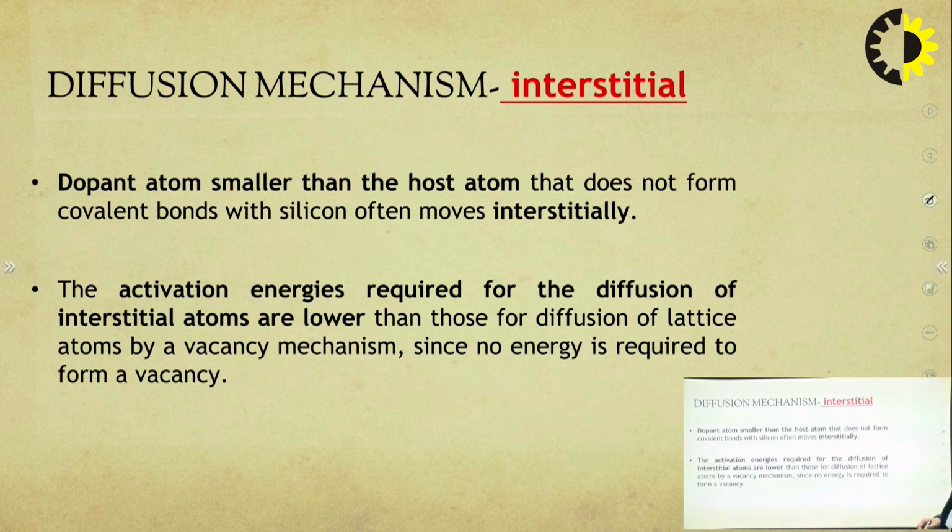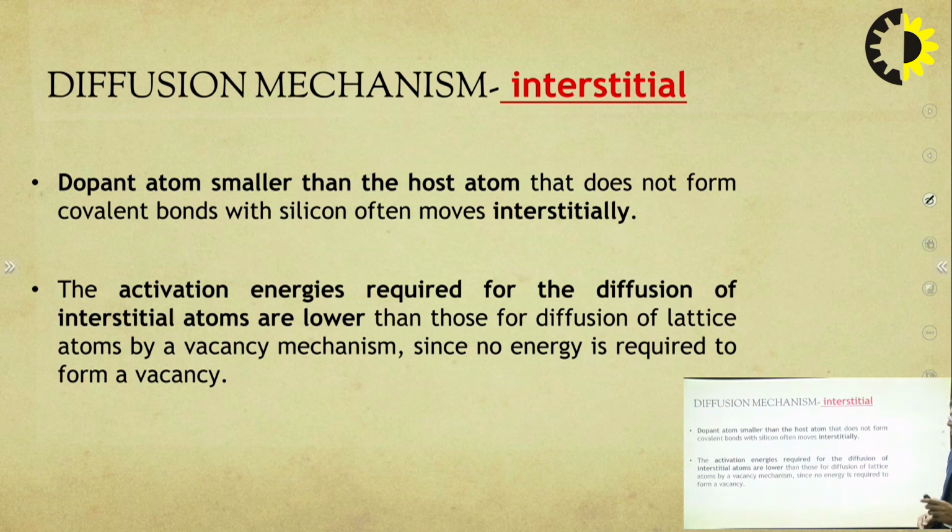Some more information about diffusion mechanisms. The dopant atoms which are smaller than the host atom, that do not form covalent bonds with the silicon atoms, move in an interstitial way, because they have small radii, so they can fit in the free space. They have enough free space available, a path where they can roam around without displacing or colliding with the regular lattice atoms.